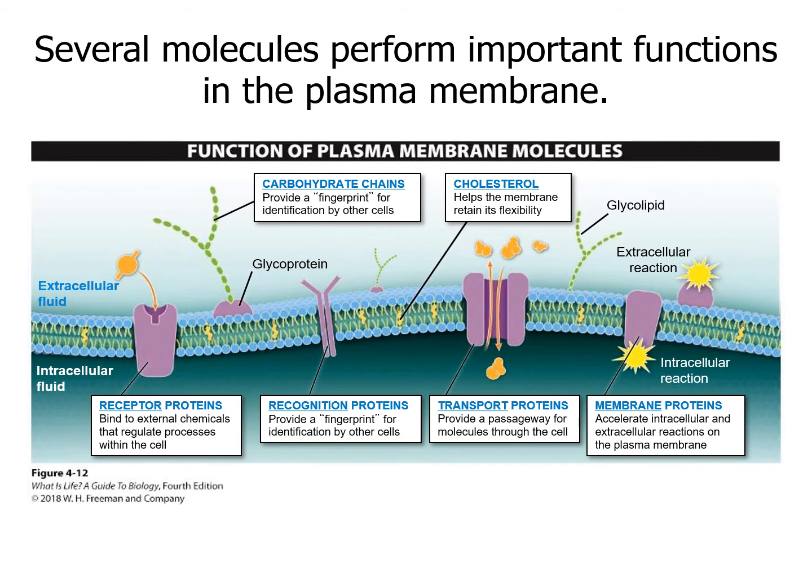So these receptor proteins are going to bind to external chemicals that regulate processes within the cell. We have recognition proteins, which are going to provide a fingerprint for identification by other cells, and transport proteins, which are going to provide a passageway for molecules through the cell. So this is going to act as quite literally a gate or a checkpoint where you can go in and out. But there are only going to be particular things that are allowed in and out. And then we have membrane proteins, which are going to accelerate intracellular and extracellular reactions on the plasma membrane.